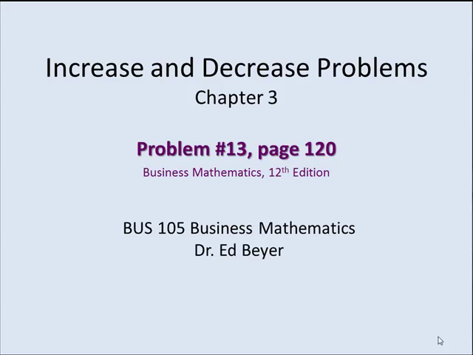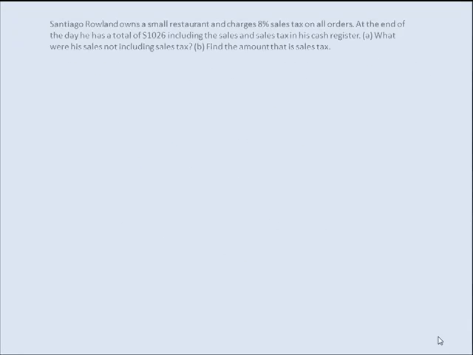In this animation, we're going to look at problem number 13 on page 120, which happens to be an increase problem. Santiago Roland owns a small restaurant and charges 8% sales tax on all orders. At the end of the day, he has a total of $1,026, including the sales and sales tax in his cash register. What were his sales, not including sales tax? And we also need to find the amount that is sales tax.